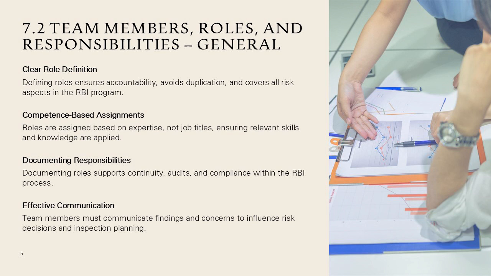Another important aspect is communication. Team members must be able to effectively communicate their findings and concerns to others, particularly when technical judgments affect risk rankings or inspection intervals. The general guidance in Section 7.2 sets the foundation for the more detailed role descriptions that follow, ensuring that the RBI team functions as a cohesive and competent unit rather than as isolated contributors.